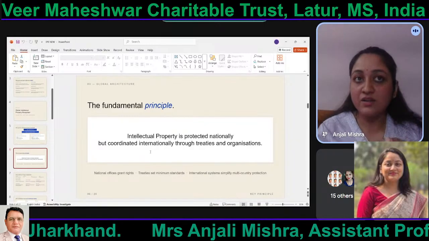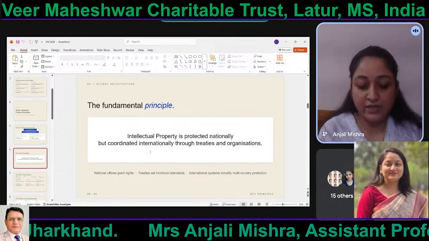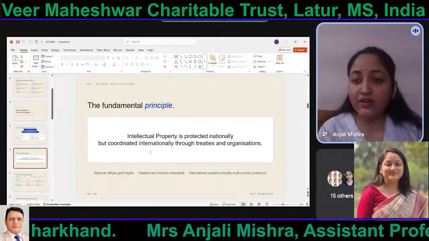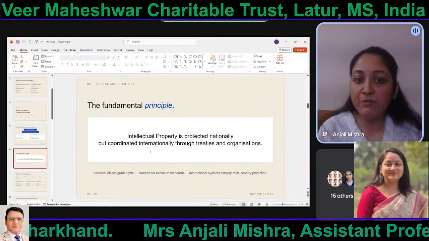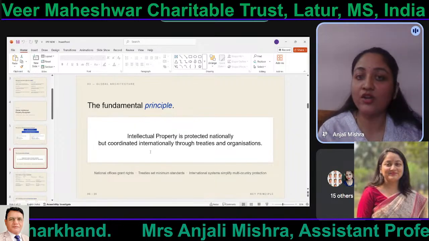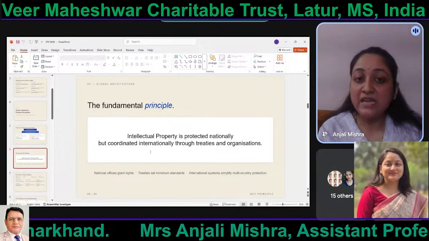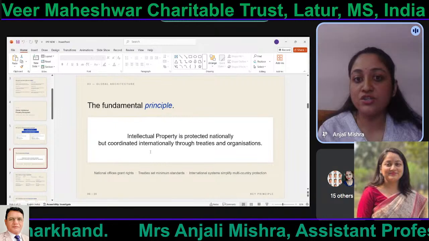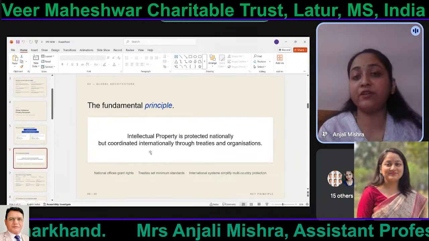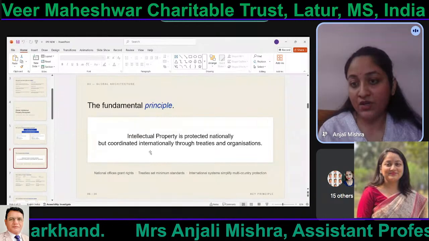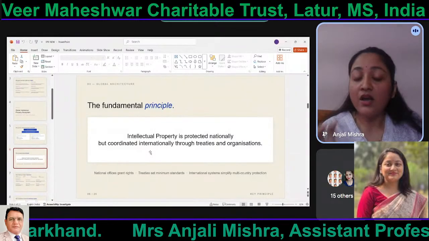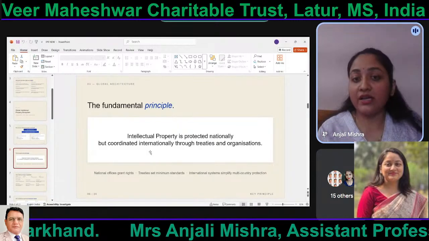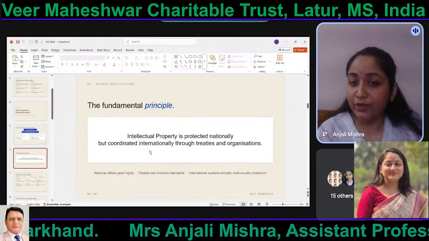Because if we discover something, if we make any invention in a particular area, it is not necessary that other areas may not have a similar invention. There may be a possibility that another area might also have a similar invention. So there may be clashes of invention, or sometimes infringement of patent also happens. So in order to protect somebody's intellectual property, the WIPO, or the World Trade Organization, has come into the picture.